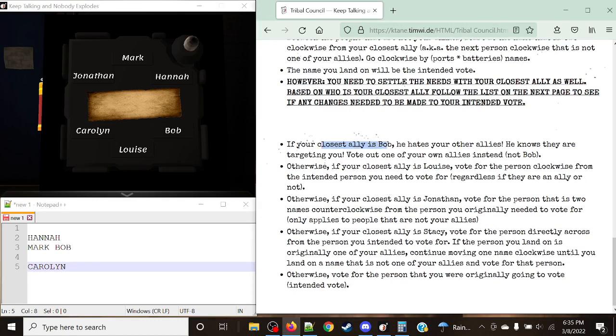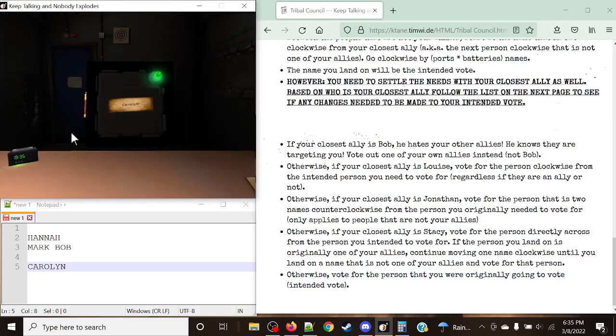If your closest ally is Bob, nope. If your closest ally is Luis, nope. If your closest ally is Jonathan, nope. If your closest ally is Stacy, nope. Otherwise, we're going to vote for the person we originally vote for, Caroline. Just like that is a solved module.